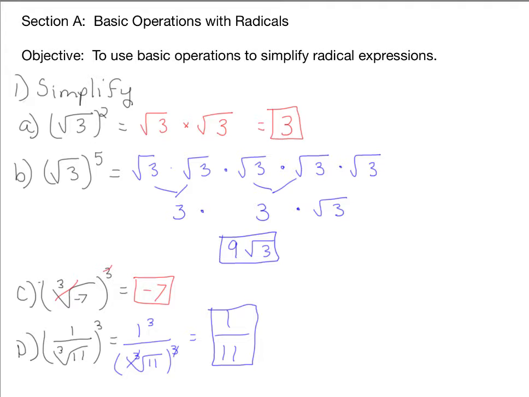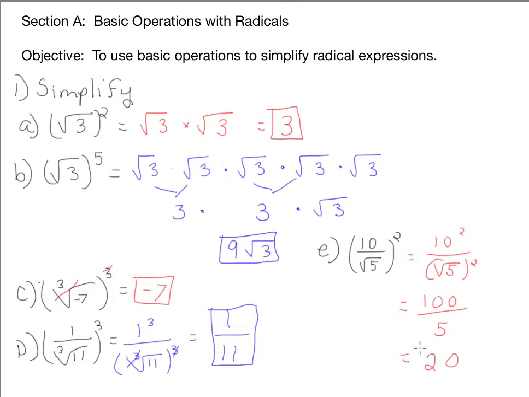Okay, let's do example E. I'm going to do it over to the side over here. Let's see what 10 divided by the square root of 5 quantity squared would simplify to. So using our distributive property, we get 10 squared divided by the square root of 5 squared. Well, 10 squared we know is 100, and the square root of 5 squared is equal to 5. So 100 divided by 5 is simply 20.